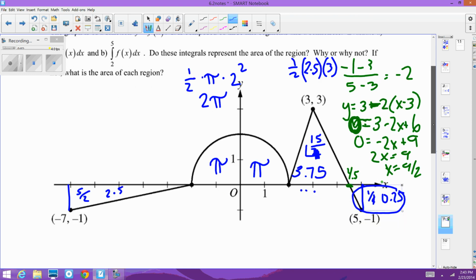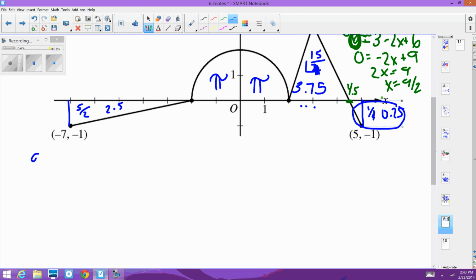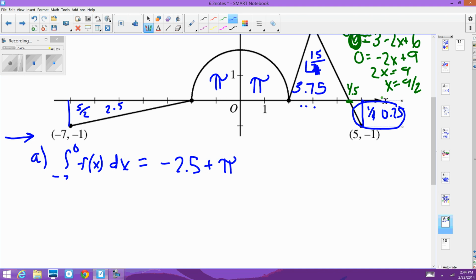So now we're going to evaluate our first one. We're trying to evaluate the integral from -7 to 0. That's going the correct way from left to right. So from -7 all the way to 0, that's going to be -2.5 because it's underneath the x-axis, plus pi. That's it, okay? Does this represent the area of the region? No, okay? The area could be approximated by 2.5 plus pi.